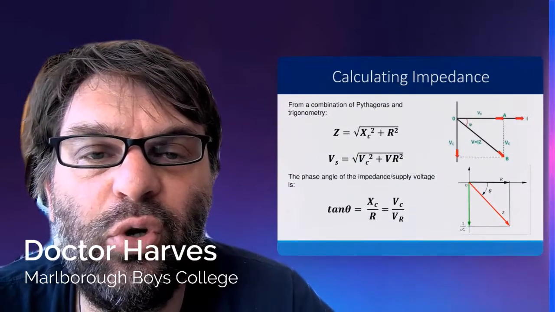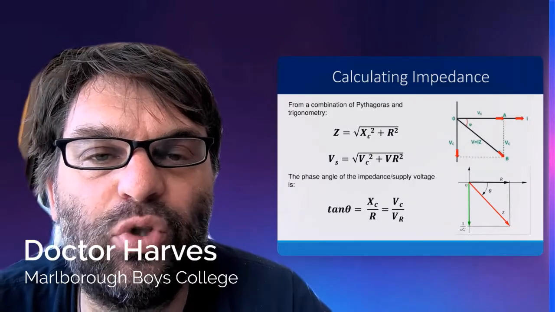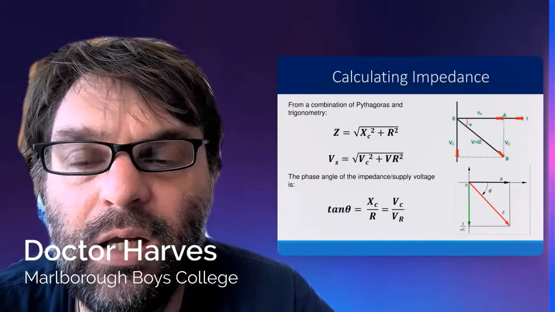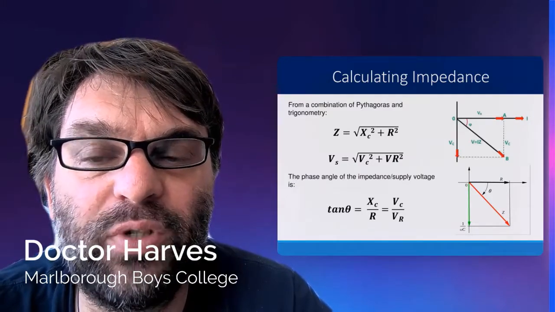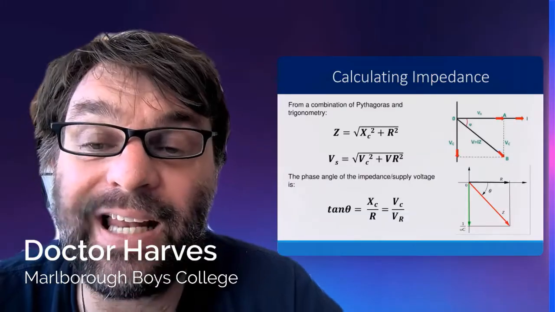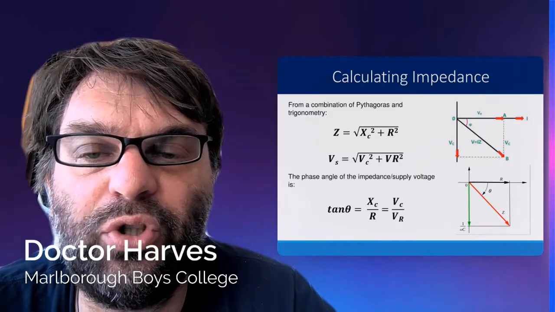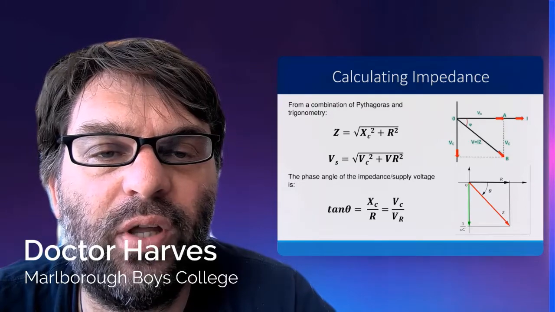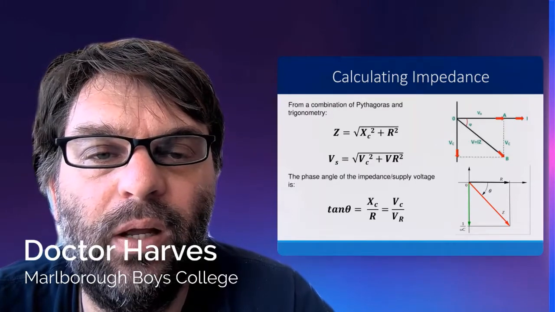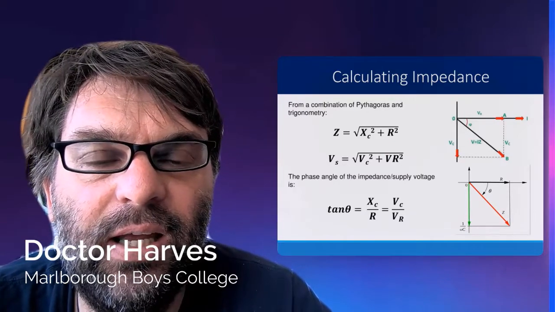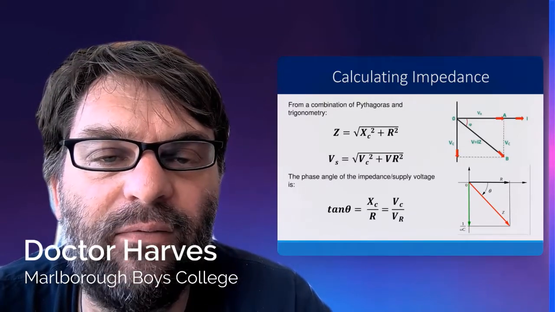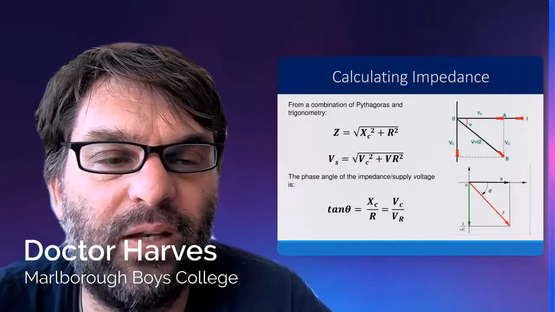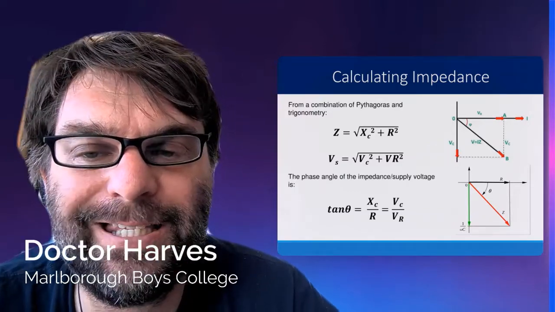So how do you calculate impedance? You use Pythagoras in trigonometry to set up a right angle triangle. So Z, the impedance, will essentially be the square root of the reactance of the capacitor, Xc, all squared, plus R, the resistance, all squared. And analogously, the supply voltage will be the square root of the voltage across the capacitor squared plus the voltage across the resistor squared. The phase angle will be tan theta equals Xc over R, which is analogous to VC over VR. That phase angle is an illustration of how the impedance or the supply voltage is out of phase with the current.